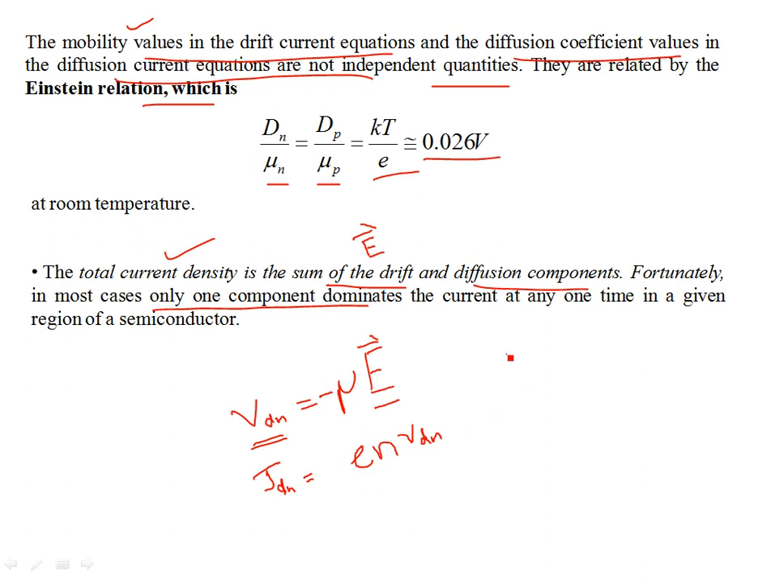But for the diffusion current, remember the diffusion current happens. Let's call this JDF, the diffusion current. That is due to the concentration gradient dN by dx. So that is proportional to dN by dx with a certain diffusion coefficient and the electronic charge, right? So these two components, the diffusion current component and the drift component, are basically the two current components in a semiconductor that contribute towards the conduction of current. But fortunately, in most cases only one component dominates the current at any one time in a given region of the semiconductor. Okay, that's all.